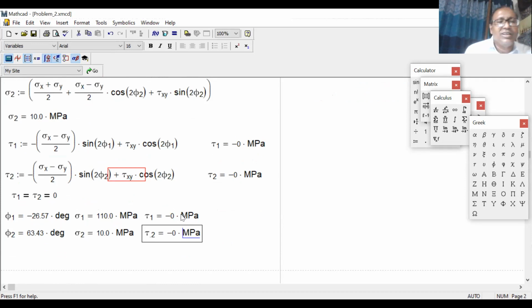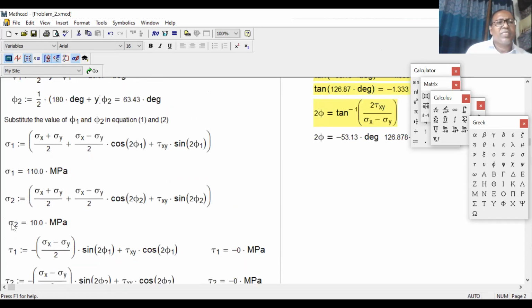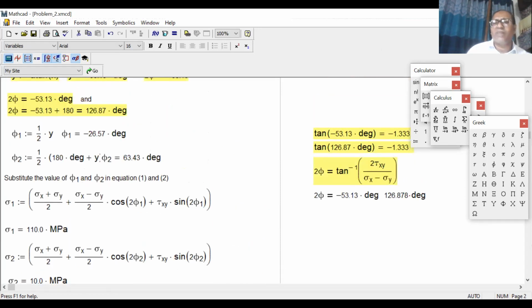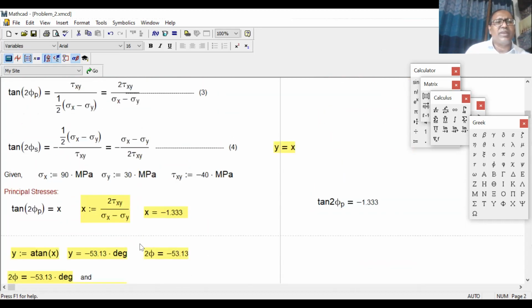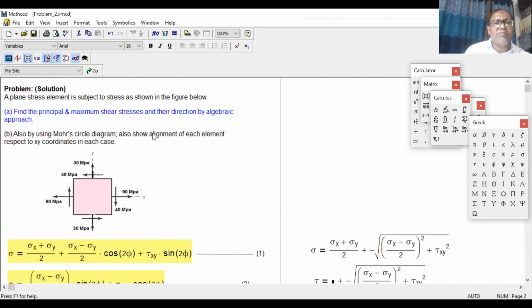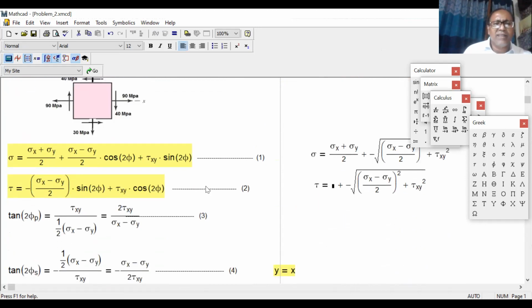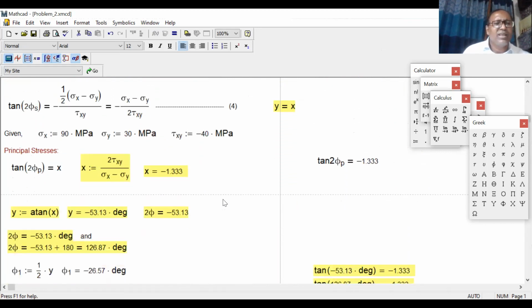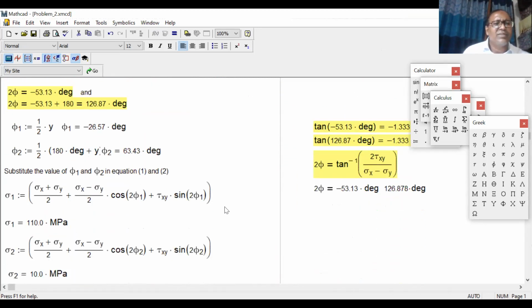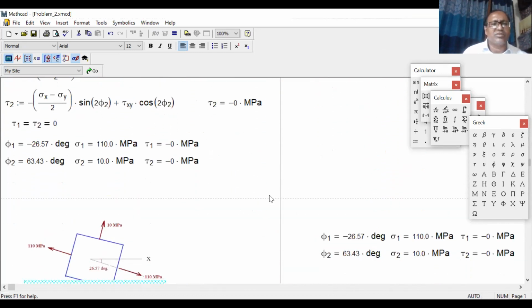Okay. Now, you look in the problem. I add one more thing, that is find the direction of the plane. What does it mean? Or the orientation of the plane. Show the alignment of each element with respect to the xy coordinate. So in the shear plane, in the principal plane, we got the angle, and also we got the value, sigma 1, sigma 2. Now how can you draw the orientation over here?